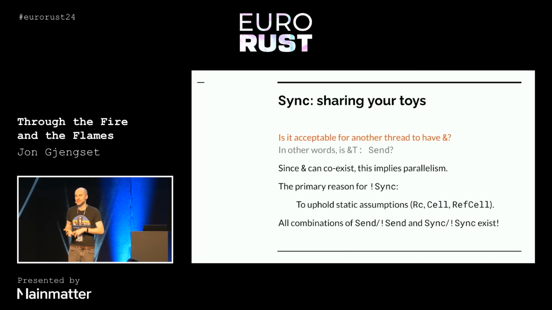Other types like Cell and RefCell have similar things where they can only provide correctness if they know that they're never being concurrently accessed from multiple threads. And so that's why something might not be Sync. And every combination of Send, not Send, and Sync, not Sync do exist. Not all of them exist in the standard library. Some of them exist more in the library ecosystem around them. But all of the combinations are valid things you might see in practice.